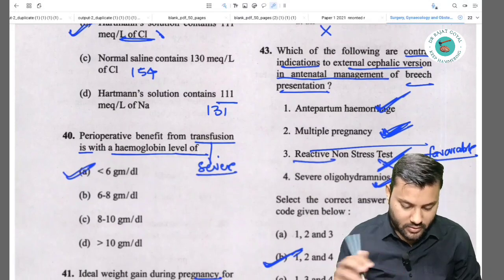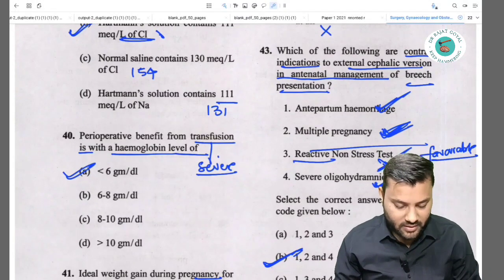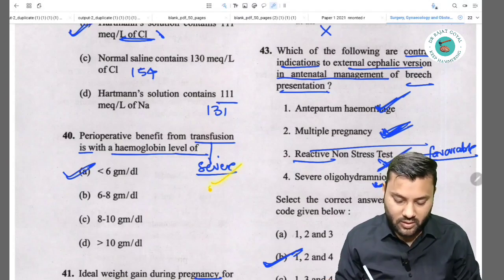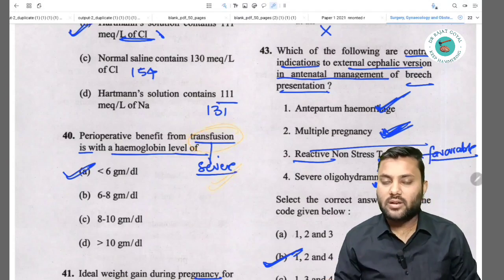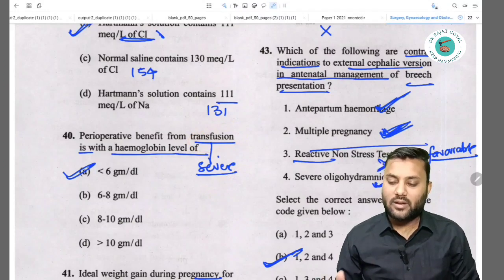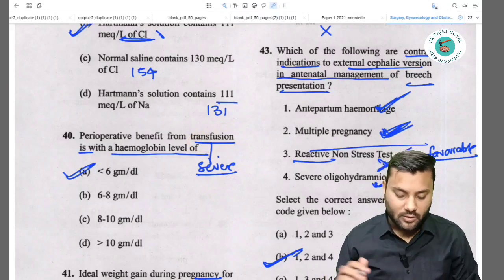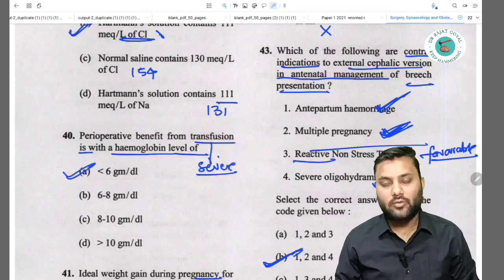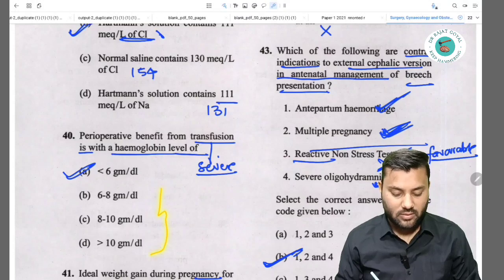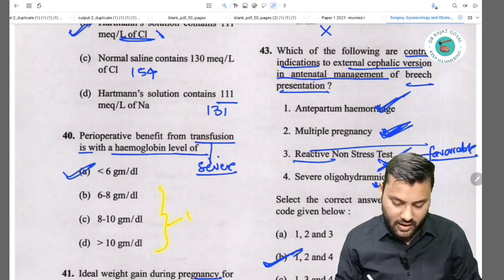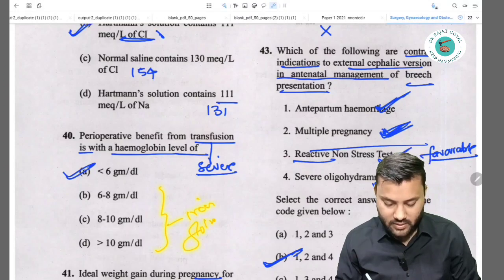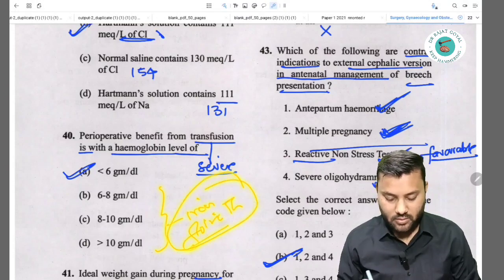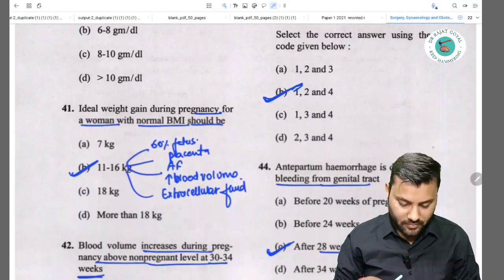This is true. Perioperative benefits from transfusion is with the hemoglobin level of? So we generally do transfusion whenever there is a very severe type of anemia or very severe type of blood loss. So when the hemoglobin is less than 6, then it will be beneficial to give the transfusion, and if it is more than this, then we can give the iron folic acid treatment if there is no emergency.